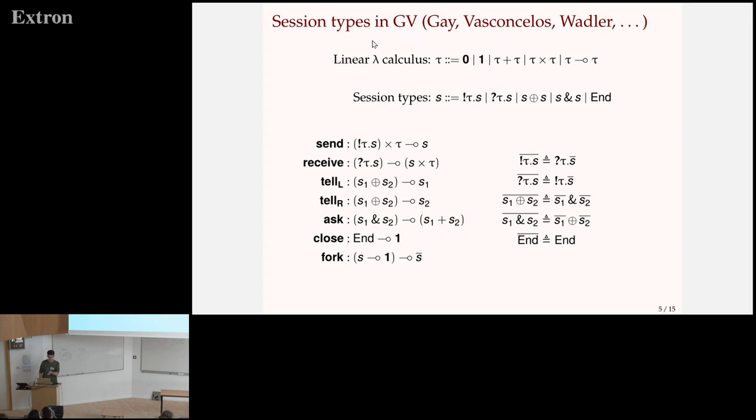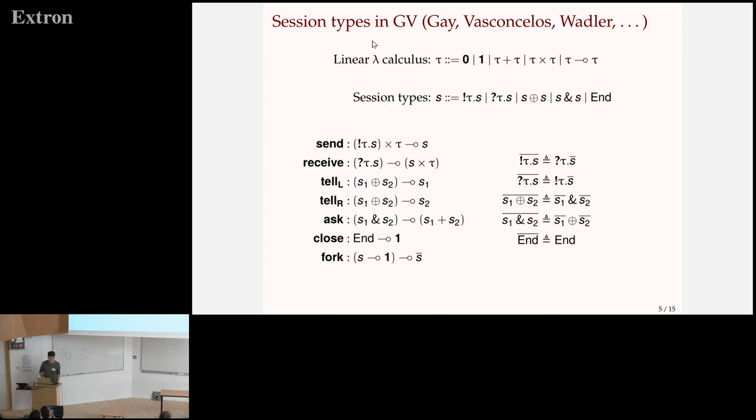So this is one version of GV. We have the standard lambda calculus types. We have a separate syntactic category of session types. We have a couple of session operations. And at the type level, we have this dual operation, which just exchanges sends and receives.